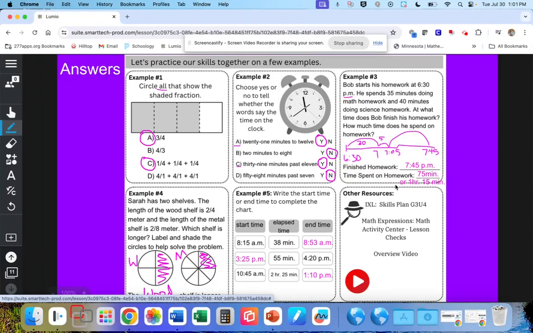For the time spent on homework, we can add the 35 and the 40 minutes together and get 75, or we can convert it into hours, which would be 1 hour and 15 minutes.